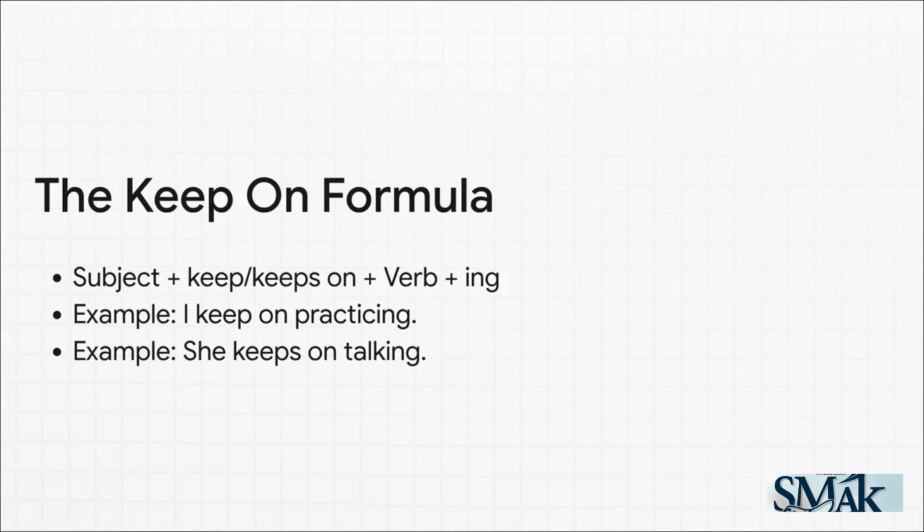For example, you might say, I keep on practicing English, or she keeps on talking during class. The absolute golden rule here, and you seriously cannot forget this, is that your action verb must always, always end in ing. You don't just keep on talk, you keep on talking.